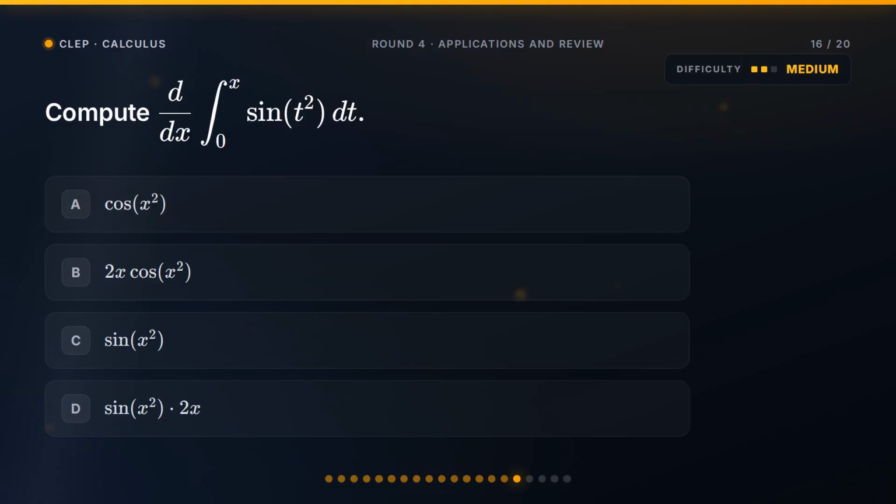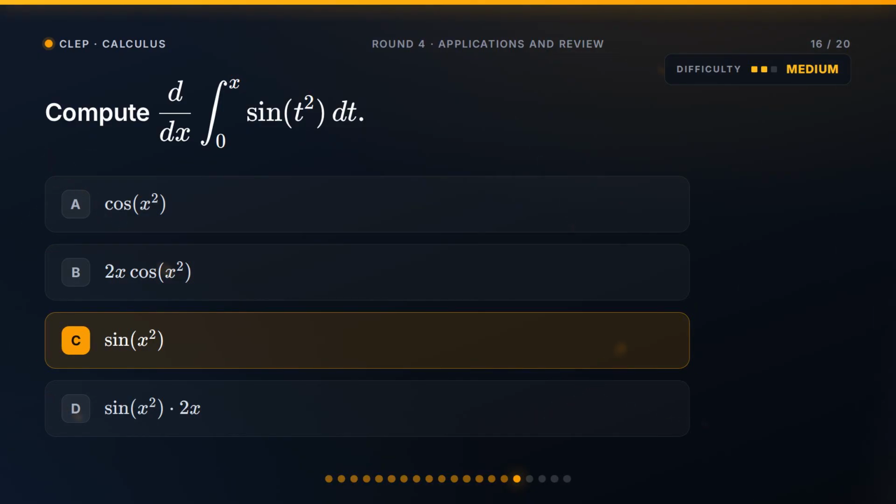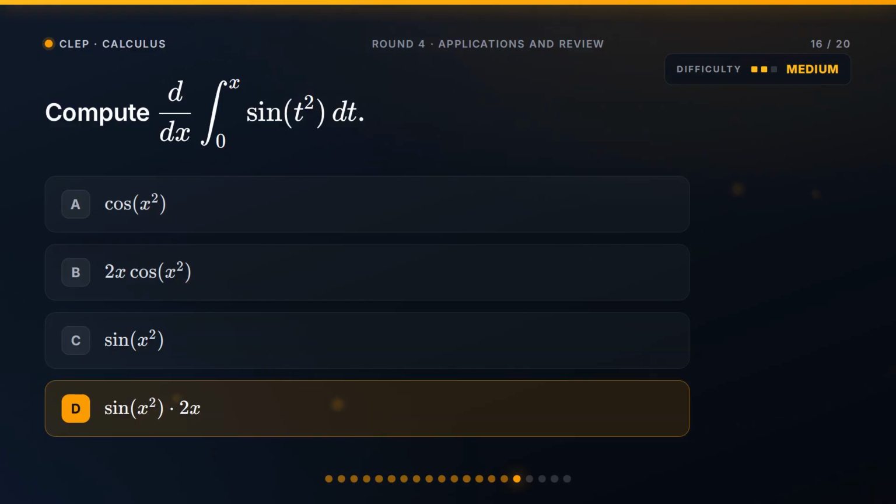Question 16. Find the derivative with respect to x of the integral from 0 to x of sine of t squared dt. A. Cosine of x squared. B. 2x times cosine of x squared. C. Sine of x squared. D. Sine of x squared times 2x.